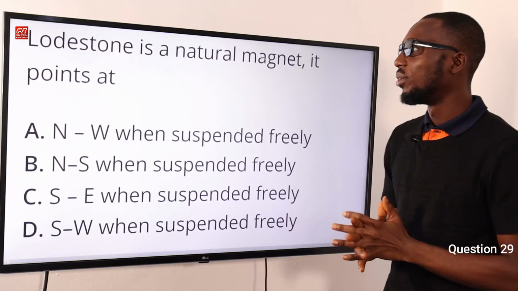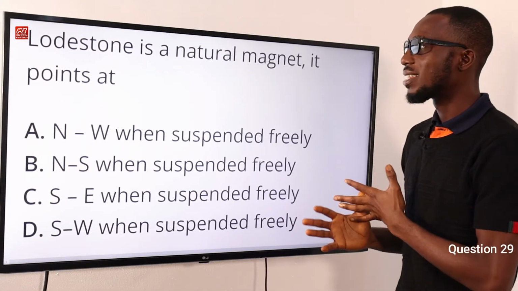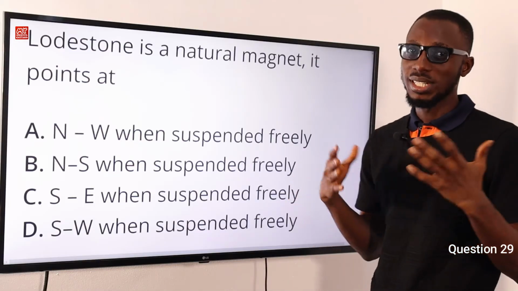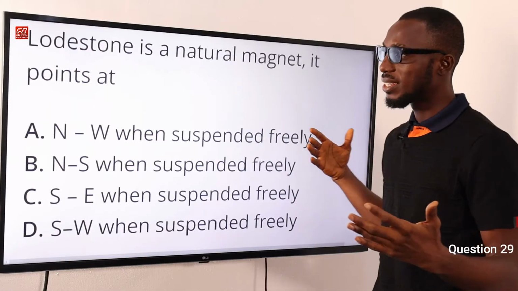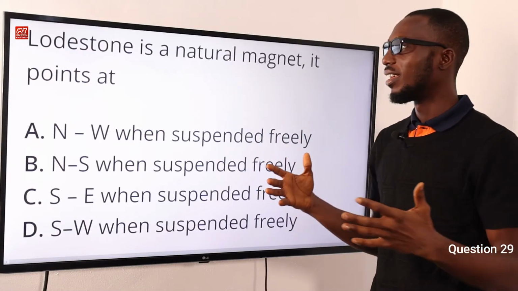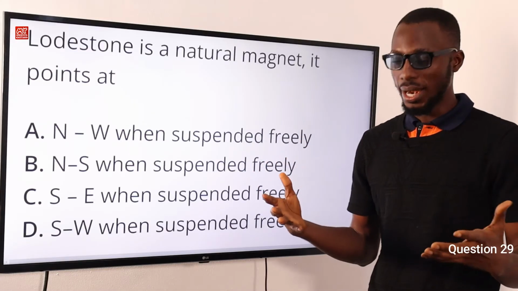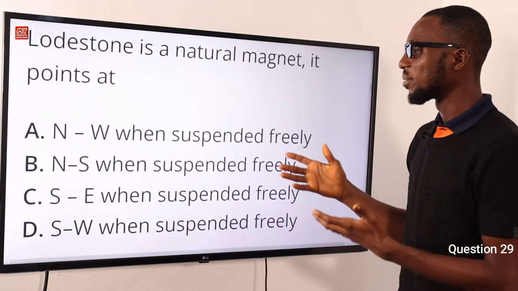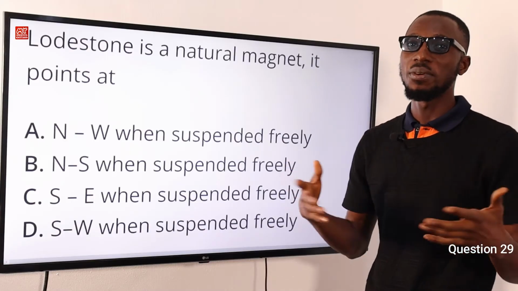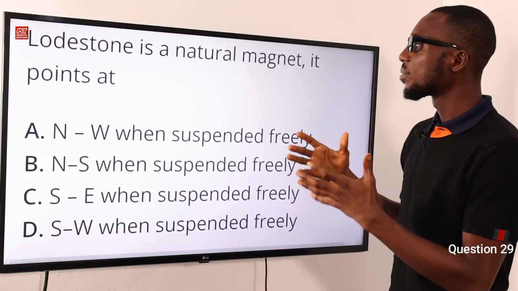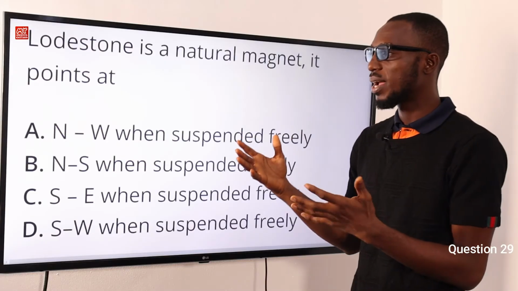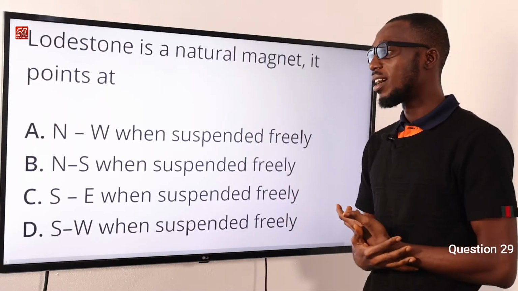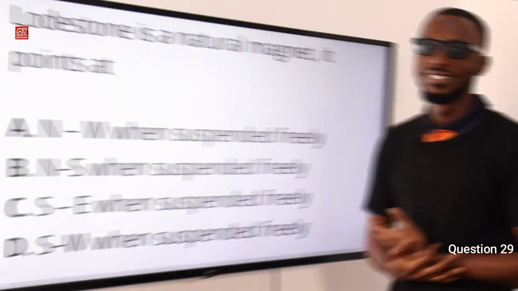29. Lodestone is a natural magnet. It points at what? So when you hang it or suspend it freely, just like your magnet. We are talking about it. At first, it's a natural magnet. It's a magnetized mineral due to certain processes or reactions in the environment. And it has been used for quite some time. So, lodestone is a natural magnet. It points at the north and the south pole when suspended freely. So, option B is correct.